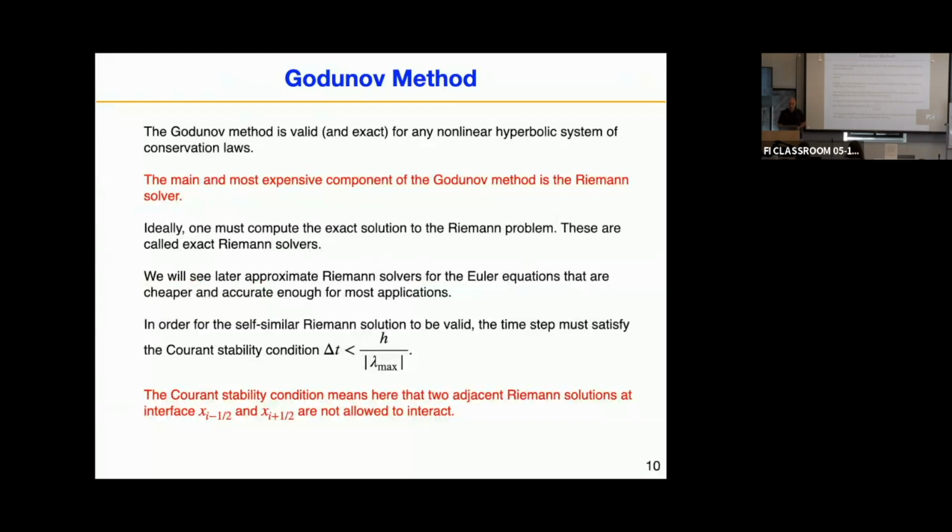So that's the stability condition. Right? That's what I explained. So two neighboring Riemann problems cannot influence each other. Otherwise, it's going to be wrong. Right? Okay, so that's okay.